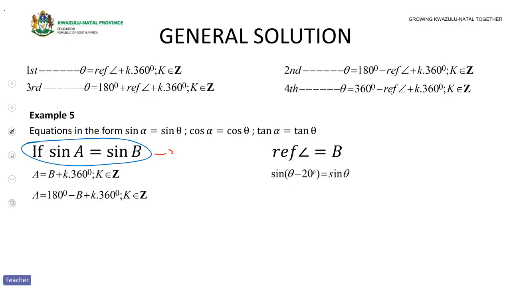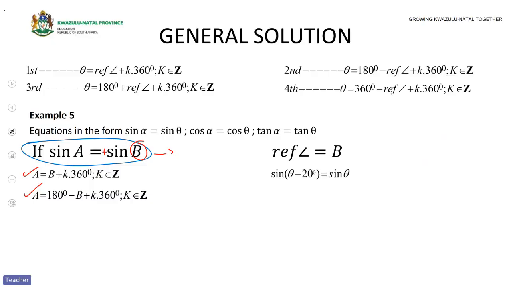So this one here, you are given a ratio: if sine A is equal to sine B, then you take B as your reference angle. And if it is given in this form, since here it's positive, we are going to be looking at the first quadrant as well as the second quadrant, because our sine is positive, as you can see. So this is how you approach this type of problem.